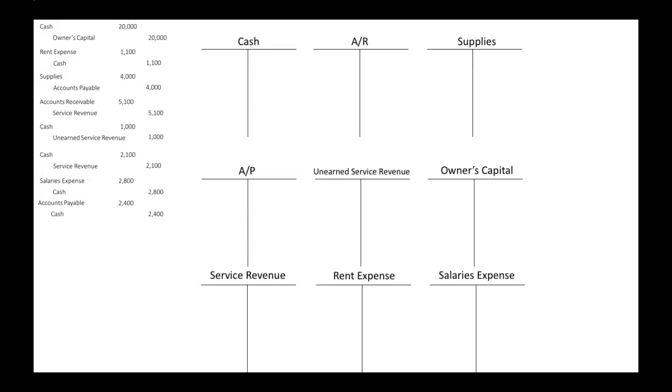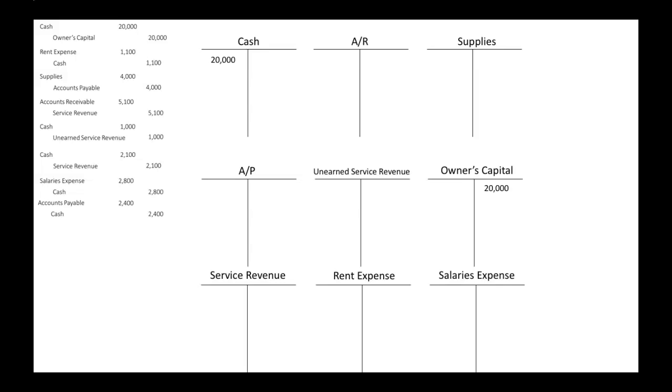So we'll go through entry by entry and post them into the T accounts. And then at the end, we can go through and figure out what the ending balance is in each of these accounts. So our first journal entry that we had, we debited cash for $20,000 and we credited owner's capital for $20,000. So we can toss that $20,000 on the debit side for cash and the $20,000 over on the credit side for owner's capital.